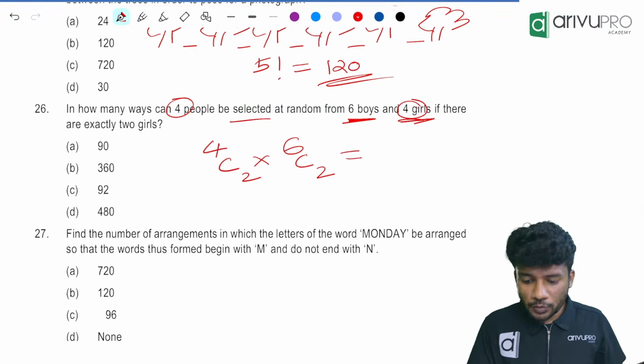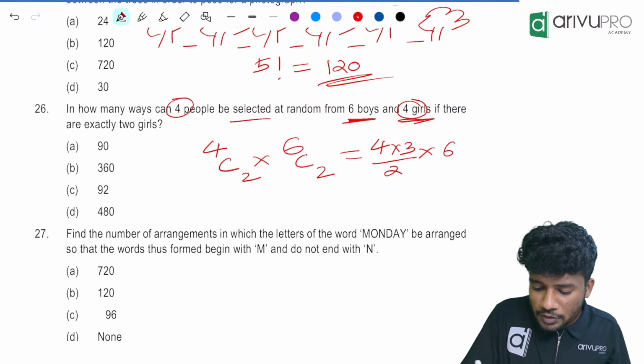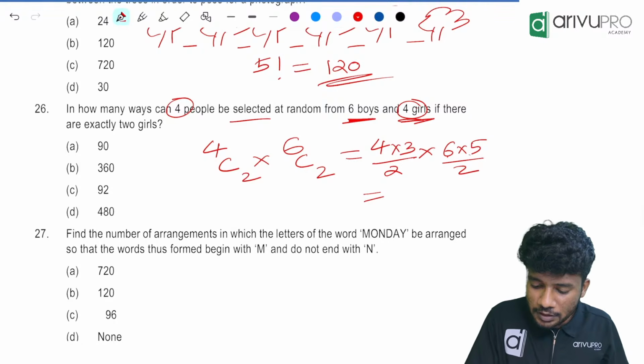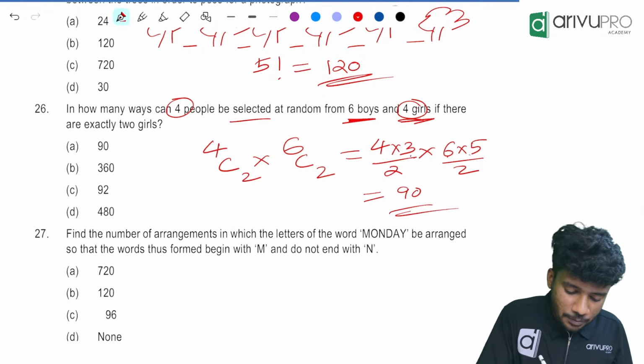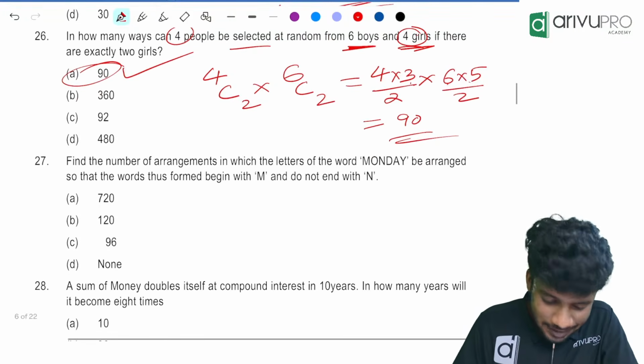That means 4C2 into 6C2, that is 4 into 3 divided by 2, into 6 into 5 divided by 2, which is nothing but 30 into 3, 90. Which option is the answer? Option A is the answer. Very easy question, very direct answer.